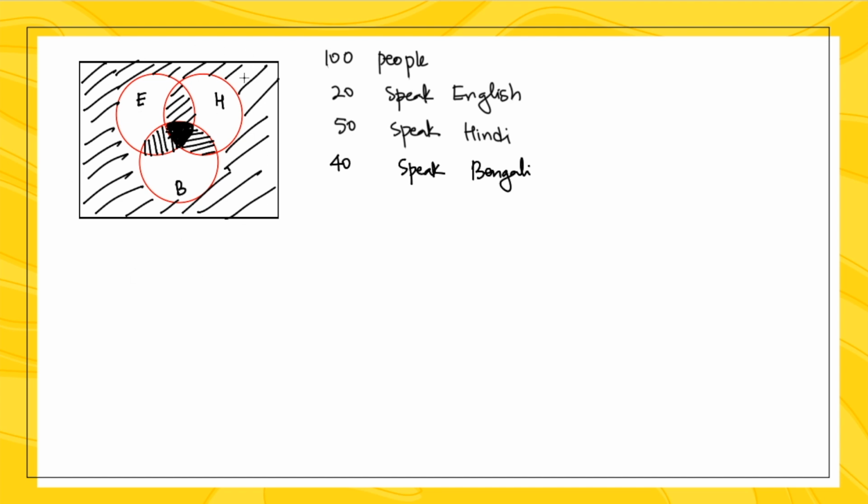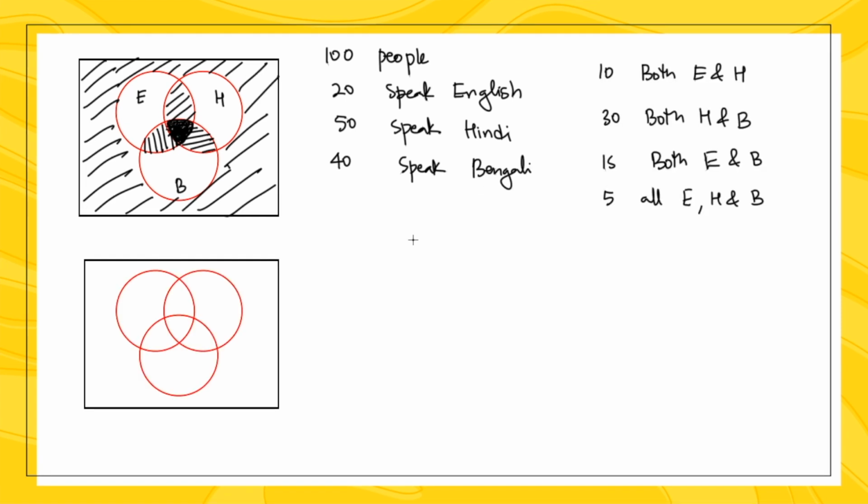Now let's see what type of questions can be asked from here. To solve such questions, you need more information, which I have added so that we can have a proper discussion. We already had 100 people, 20 who speak English, 50 Hindi, and 40 Bengali. I have added that 10 can speak both English and Hindi, 30 both Hindi and Bengali, 15 both English and Bengali, and 5 can speak English, Hindi, and Bengali all three.